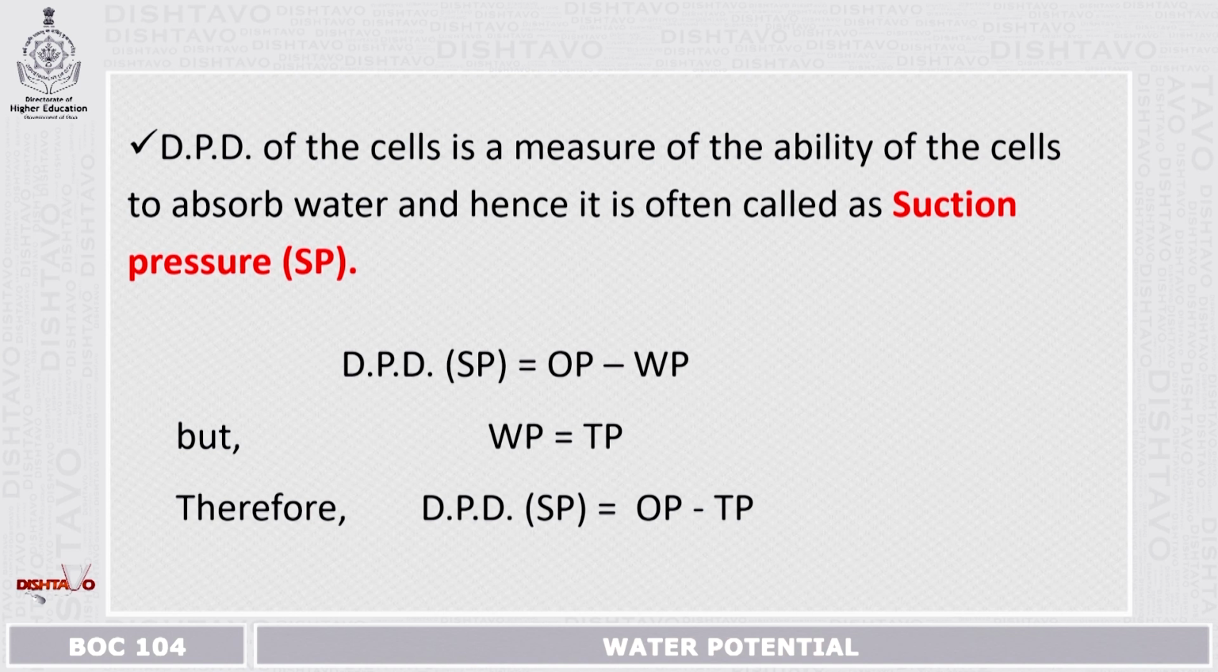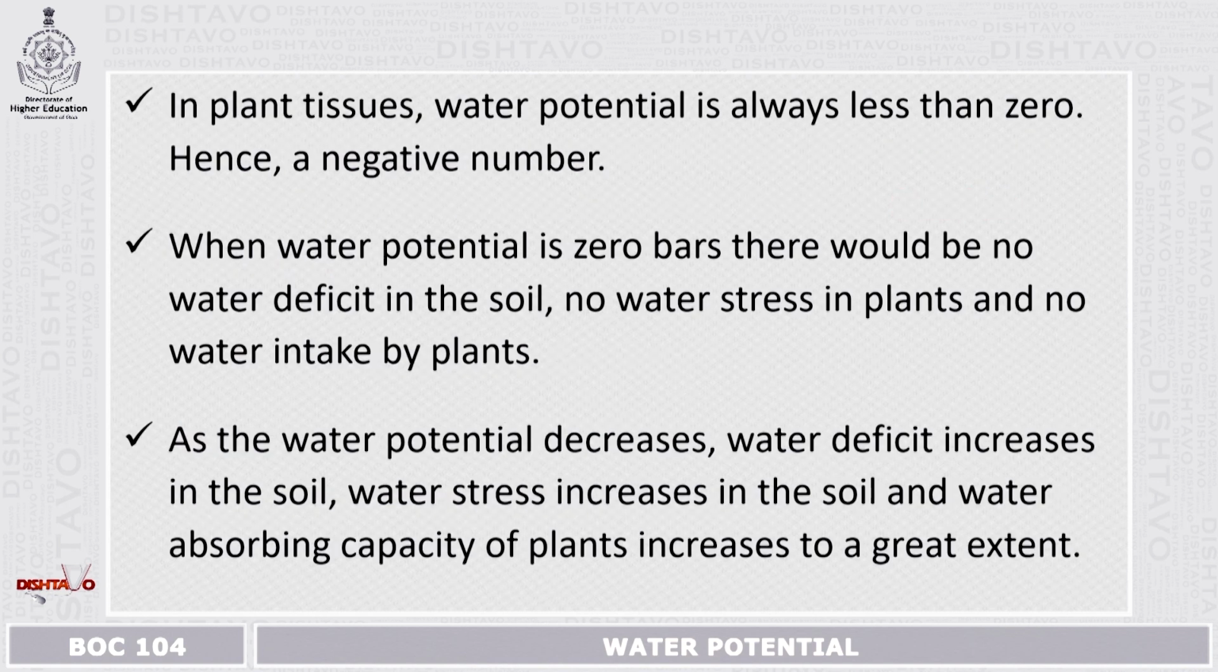DPD of the cells is a measure of the ability of the cells to absorb water. Hence, it is often called the suction pressure. Now, DPD is the difference between the osmotic pressure and the wall pressure. Since wall pressure is equal to turgor pressure, DPD can be given as the difference between the osmotic pressure and the turgor pressure.